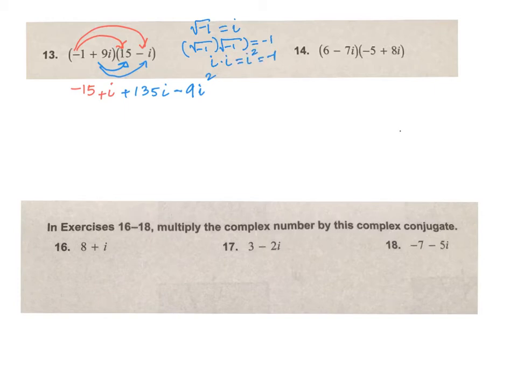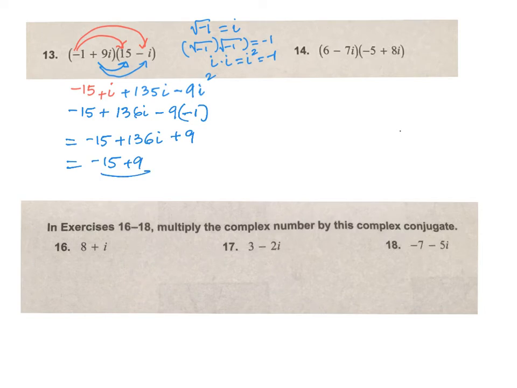Now we combine similar terms. We have negative 15 plus i plus 135i is 136i, negative 9 times i squared, and i squared is negative 1. So we get negative 15 plus 136i plus 9. Negative 15 plus 9, we add the real parts together, and we get negative 6 plus 136i.